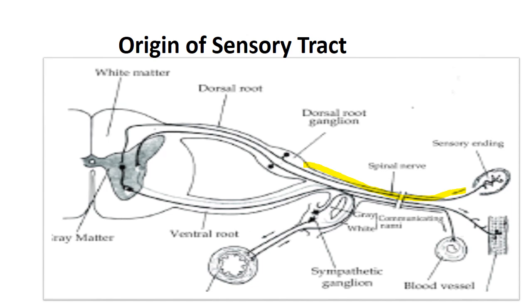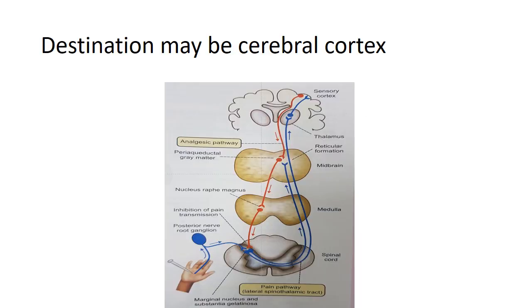If they do not ascend upward to the cerebral cortex, they form a reflex. This is called the reflex arc, which consists of 5 things, and you will read later on. So the destination might be the spinal cord, or it may be the sensory cortex.